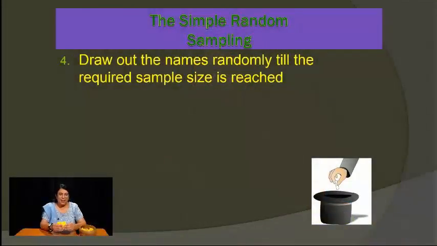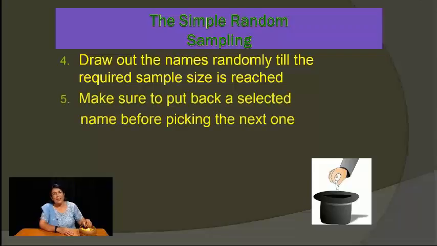The step after placing all the names of the population in this container is to pick up one. That's the next one. Yes, and you note which name is selected in the roster that you may have, and then put it back and keep picking up till the desired number is reached, and each time we must note the name that is selected.